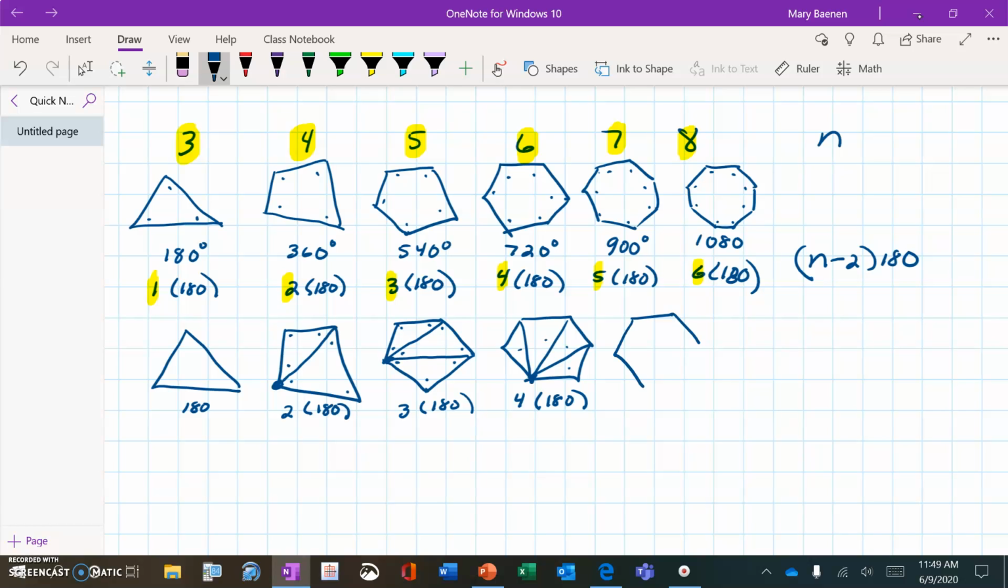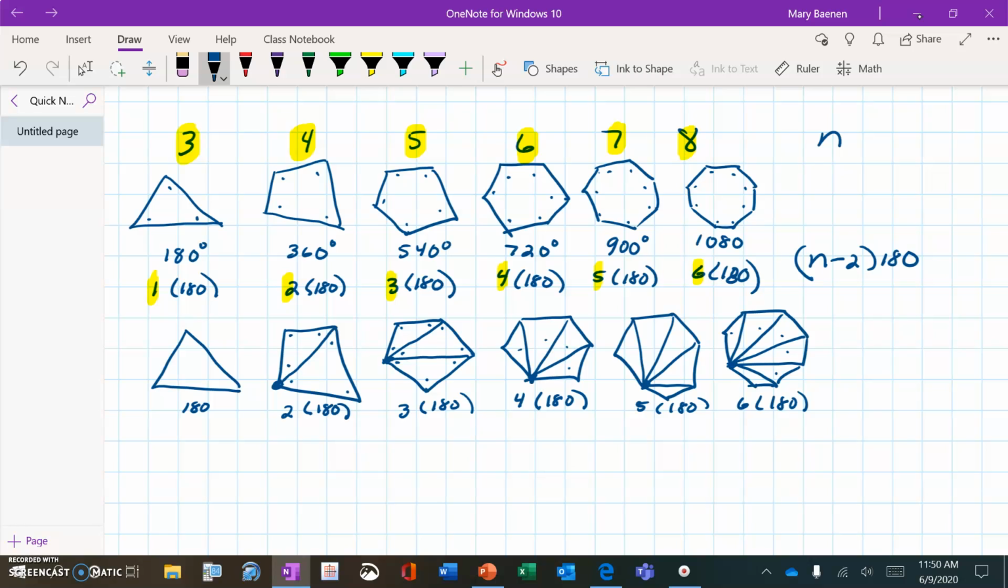1, 2, 3, 4, 5, 6, 7. If I start here, 1, 2, 3, 4 lines create 1, 2, 3, 4, 5 triangles, each with 180. 1, 2, 3, 4, 5, 6, 7, 8. If I start here, 1, 2, 3, 4, 5 lines create 1, 2, 3, 4, 5, 6 triangles, each with 180.